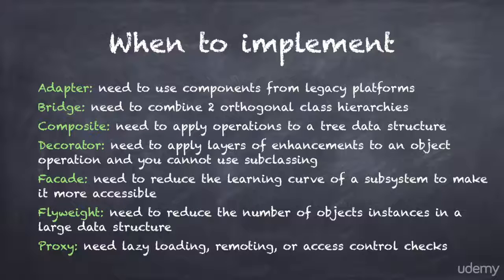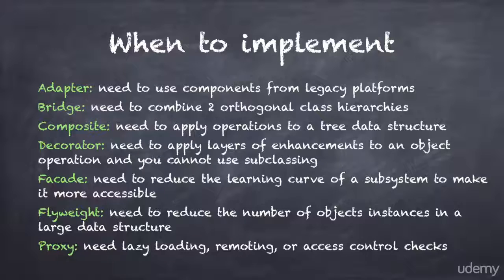Implement the decorator pattern if you need to apply layers of enhancements to an object operation and you cannot use subclassing. Implement the facade pattern if you need to reduce the learning curve of a complex subsystem to make it more accessible. Implement the flyweight pattern if you want to reduce the number of object instances in a large data structure. And implement the proxy pattern if you need lazy object instantiation, you need access to a remote object, or you need to add access control code to an existing object.